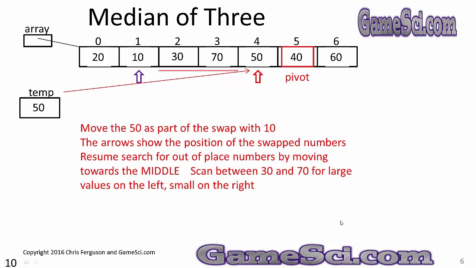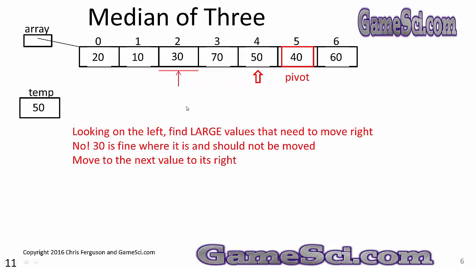It's time to resume the search for out-of-place numbers by moving towards the middle. We will now scan between 30 and 70 for large values on the left and small values on the right. The arrows don't need to be compared anymore. Those are on the correct side of the partition. Looking on the left, we want to find large values that need to move right. Nope. 30 is fine. It's less than the pivot 40.